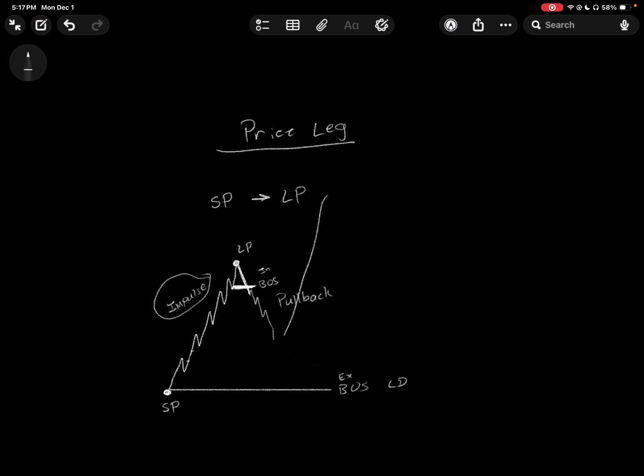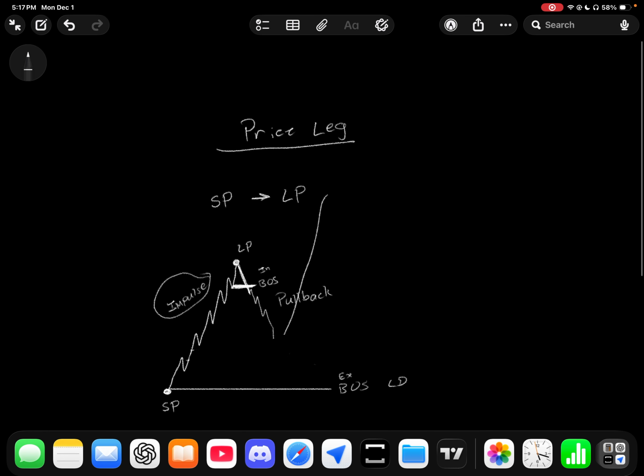So when we start looking at these charts here, I want to keep this in mind in my explanations for why I say things or look at structure the way I do.